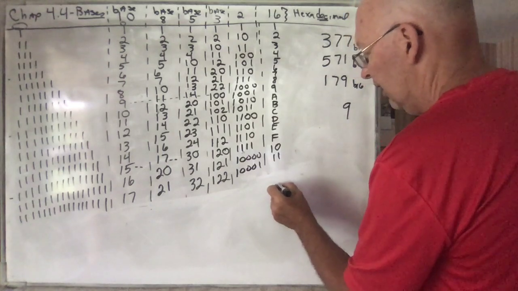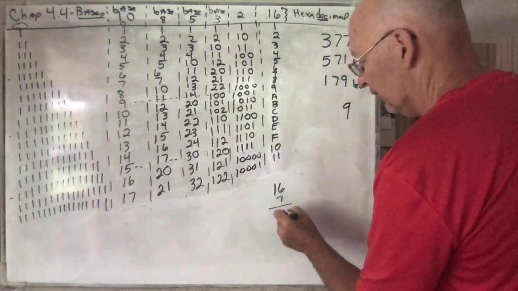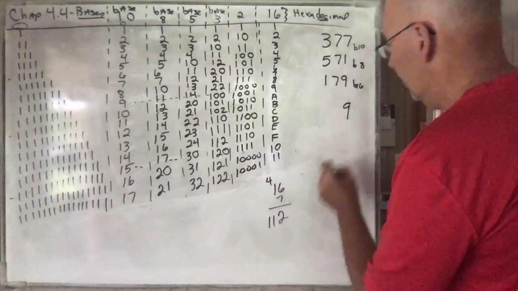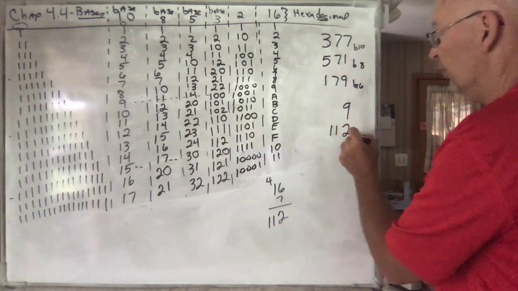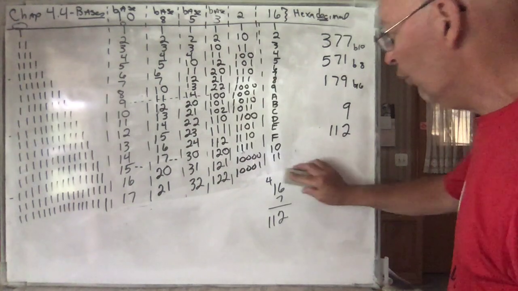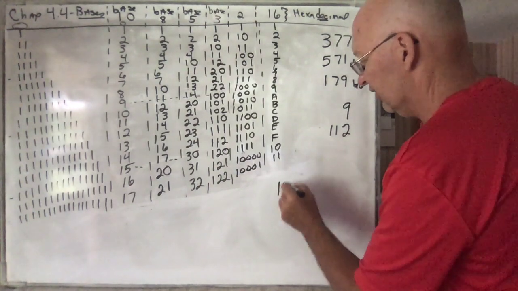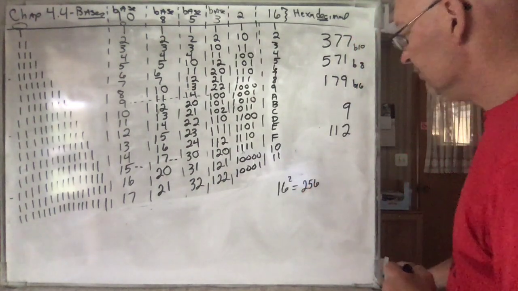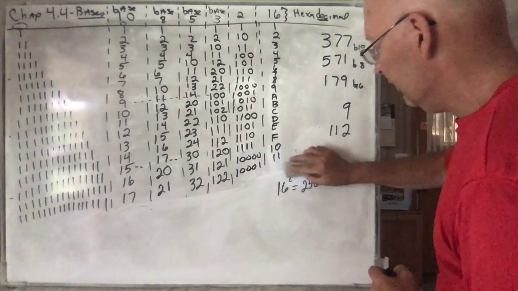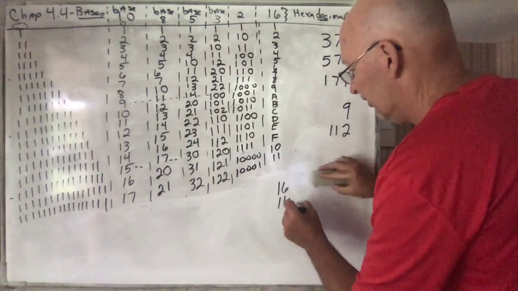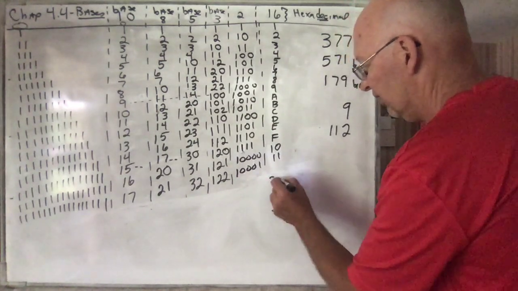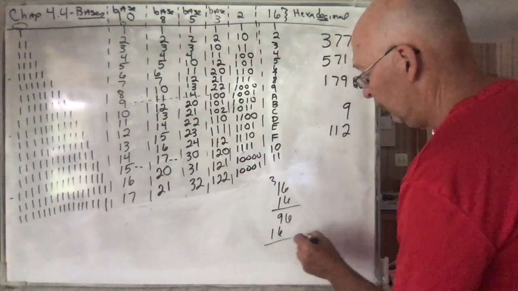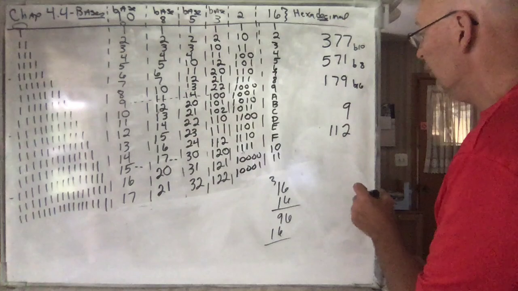How many? 16 times 7 is what? 2, carry the 4 is 112. So you're going to have a 112. And then you're going to have one group of 16 squared. 16 squared is equal to 256, I believe. Let's check it out to make sure. 16 times 16 is 96, 256. So you have one group of 256.